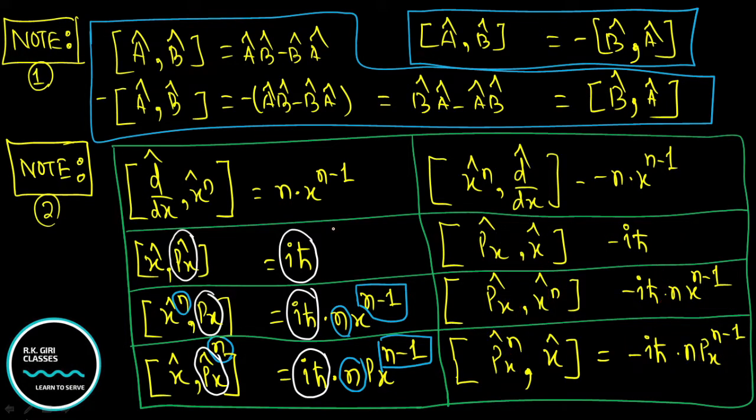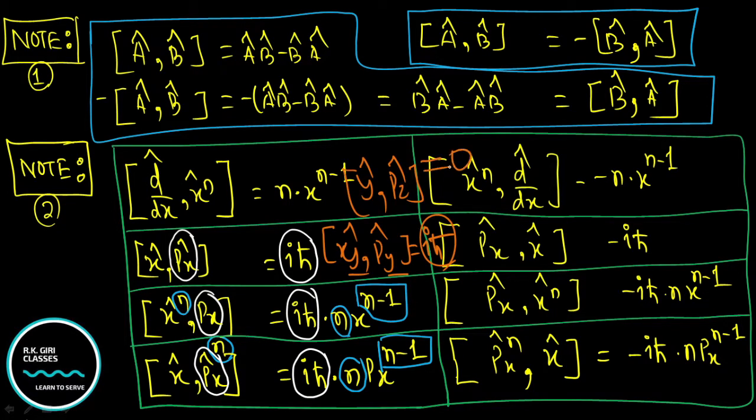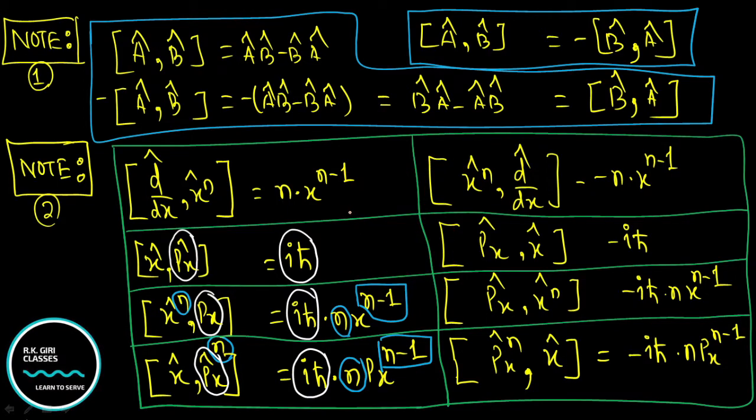We already discussed that y with py, the result will be plus i h cut. Same coordinate, you will get i h cut. If you have different coordinates, like y with pz, the value will be 0. Same coordinate, the value will not be 0. And we already discussed the partial derivative with the position or its power. If these have the same coordinate, the result will not be 0.